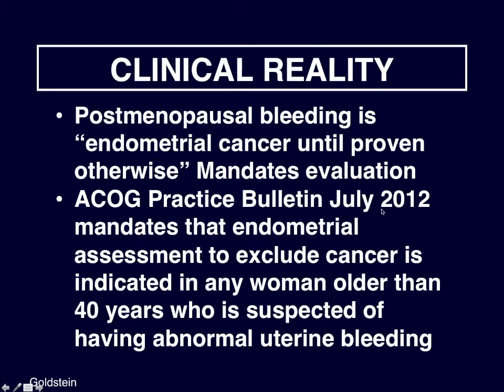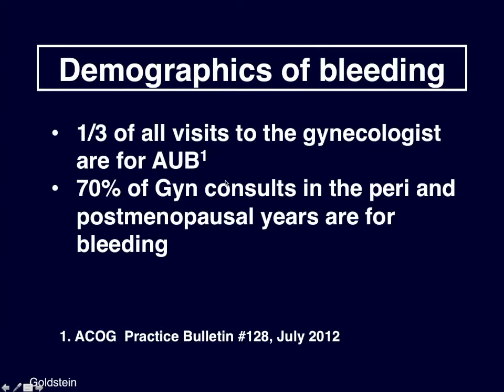But the ACOG Practice Bulletin from July 2012 mandates that endometrial assessment to exclude cancer is indicated in any woman older than 40 who's suspected of having abnormal uterine bleeding. So it may not be so crucial to establish if a particular woman is in late perimenopause or truly menopausal, because if she's got abnormal uterine bleeding, she's going to need to be evaluated.